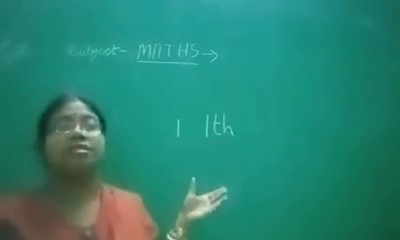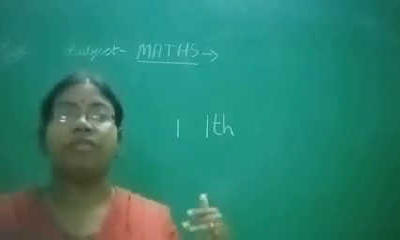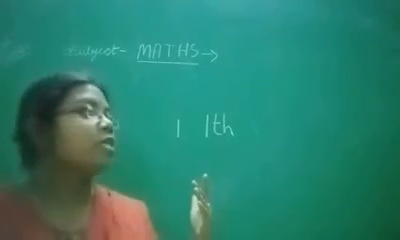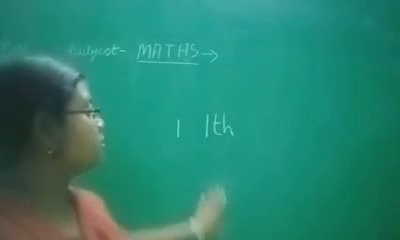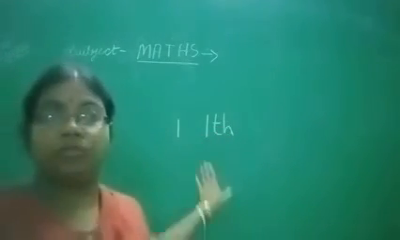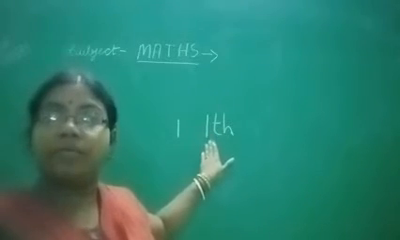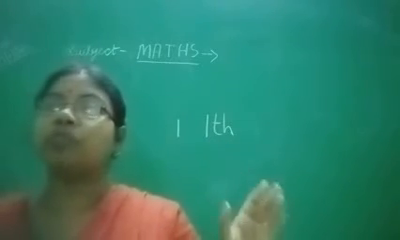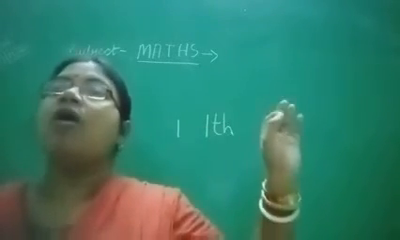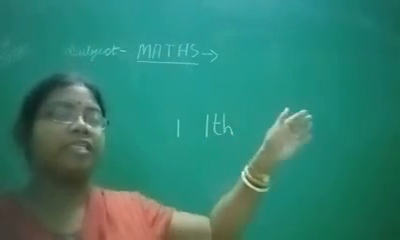This number is used when we show the position of something. When showing a position, these numbers are used, so these numbers are called ordinal numbers. Those numbers which show the position are called ordinal numbers, either it is first, second, third, fourth, fifth, sixth, seventh.